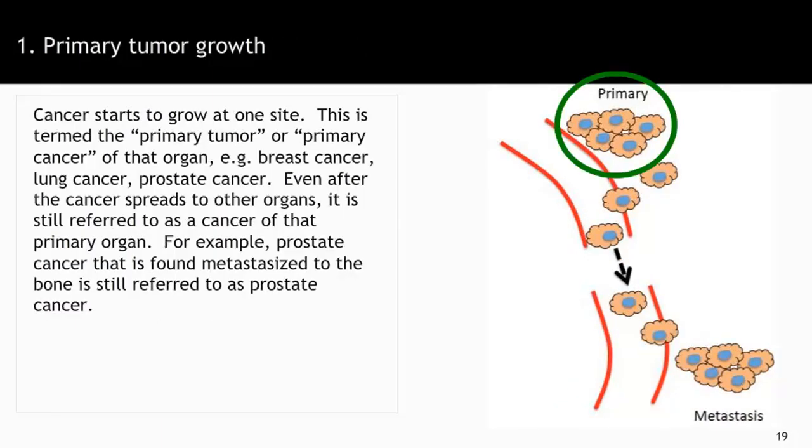Primary tumor growth. Cancer starts to grow at one site. This is termed the primary tumor or primary cancer of that organ. For example, breast cancer, lung cancer, prostate cancer. Even after the cancer spreads to other organs, it is still referred to as cancer of that primary organ. For example, prostate cancer that is found metastasized to the bone is still referred to as prostate cancer, not as bone cancer. Likewise, if the cancer started in the breast and is found metastasized to the bone, it is still referred to as breast cancer, not as bone cancer.